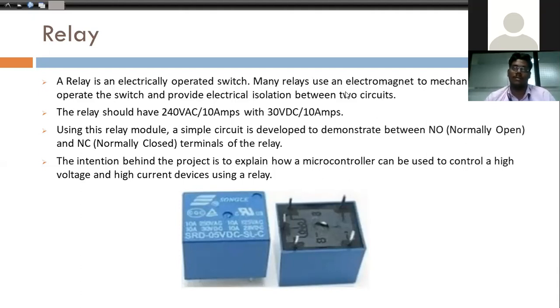The relay acts as an electrically operated switch. It has two modes, NO and NC, normally open and normally closed. Based on the supply, we can switch the mode. It steps down the 220 volt and converts it to DC, so you can connect AC on one side and DC on the other side.